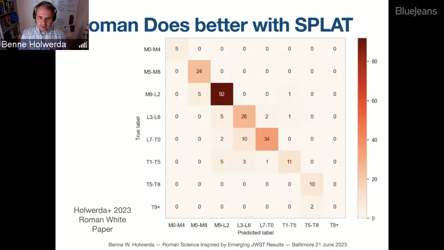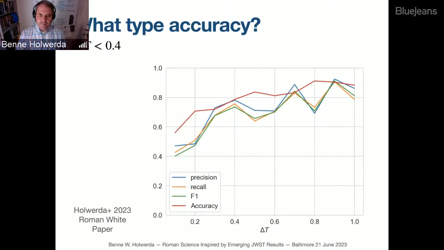And the matrix there tells me again, yeah, within a few types you can get onto the diagonal. And so just with the broad colors from Roman, we can actually type M, L, T and Y dwarfs fairly well. You can set how well you want to get to within a type, and as you make that bin bigger and bigger, your precision, recall, and F1 go up. So you can set, well, 80% is where I want to be, so a bin of about 0.4.